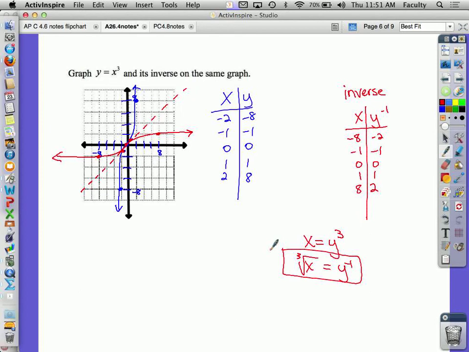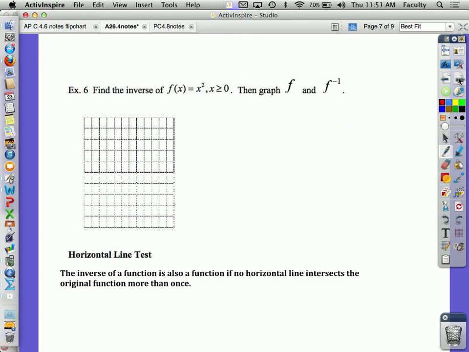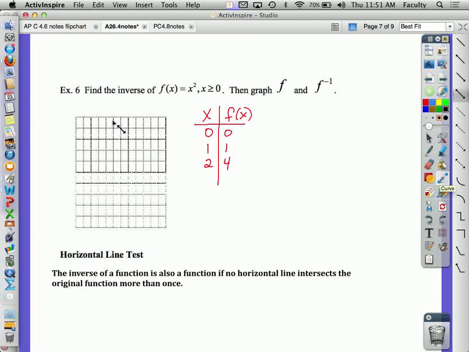All right, then let's look at example 6. It says find the inverse of f of x equals x squared, but I'm going to restrict the domain. Remember how we've been talking about domain. I now want to make x greater than or equal to 0. So what that means is I know this is a parabola, but I'm saying x has to be greater than or equal to 0. So let's make a grid here.